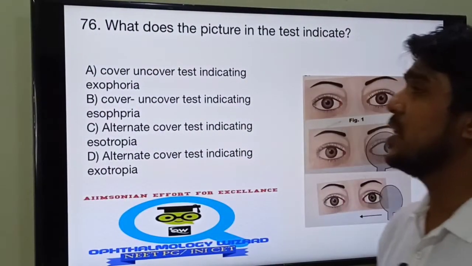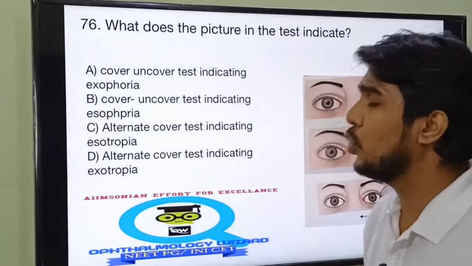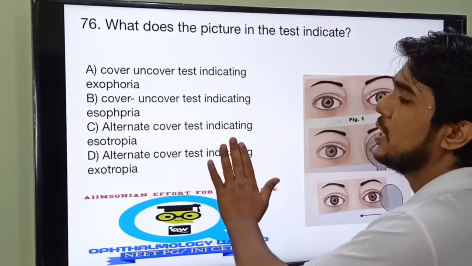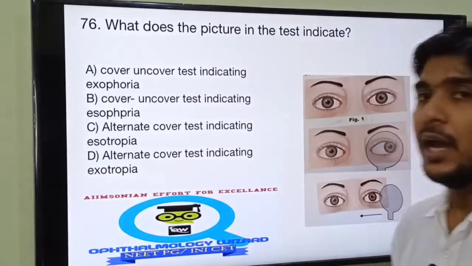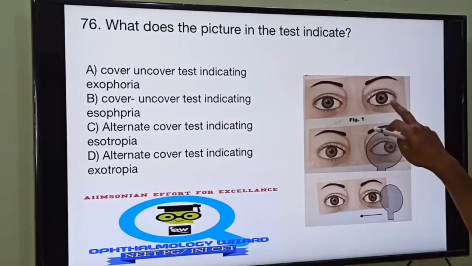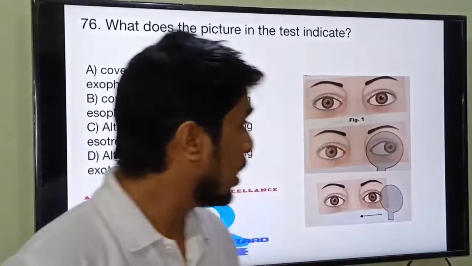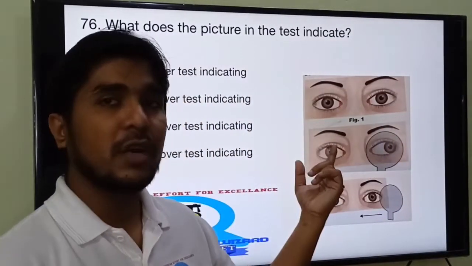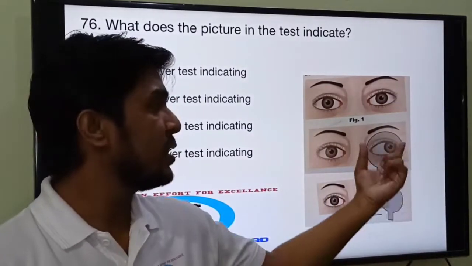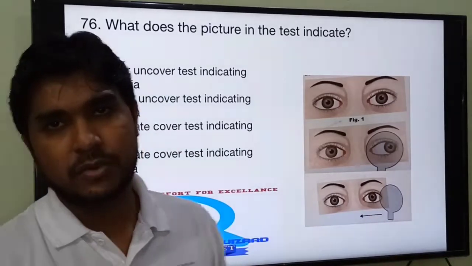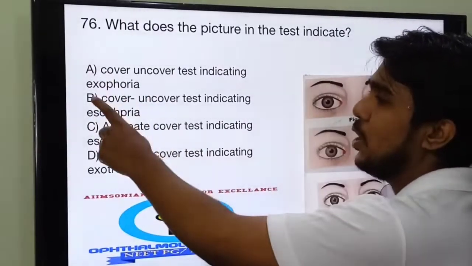Is it a cover-uncover test indicating exophoria, a cover-uncover test indicating esophoria, an alternate cover test indicating esotropia, or an alternate cover test indicating exotropia? Alternate means what? First we cover this, then we cover this, then it should be alternate. But here we are only covering this and then uncovering. So it's obviously a cover-uncover test, right? So we rule out option C and option D. Now we are left with option A and option B.